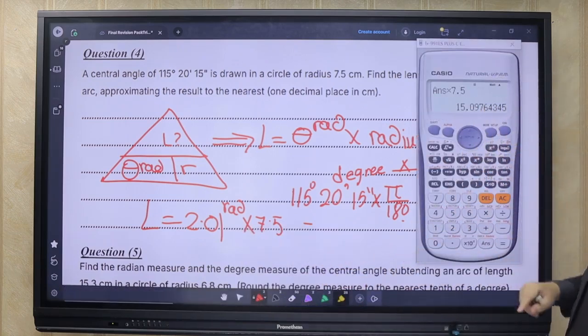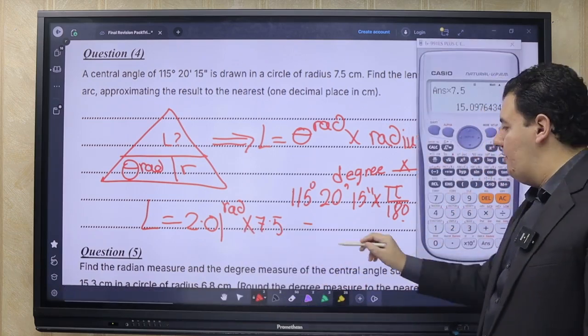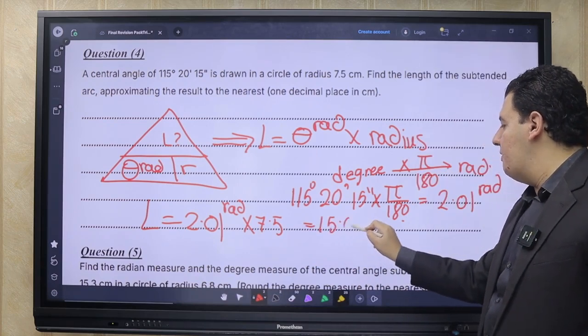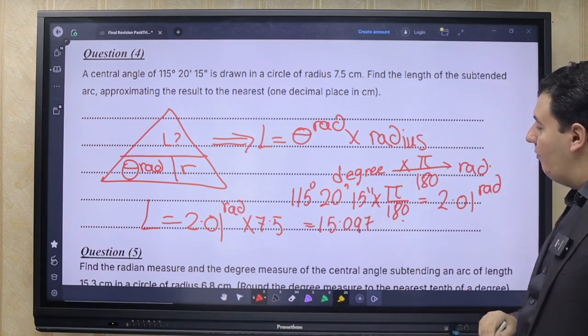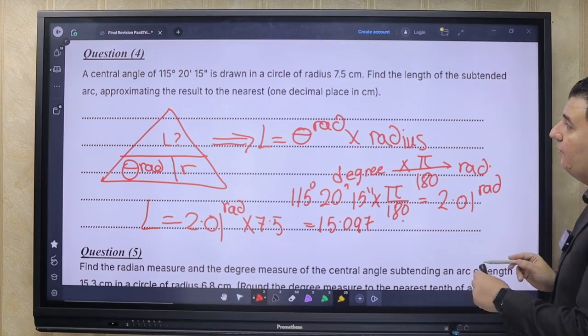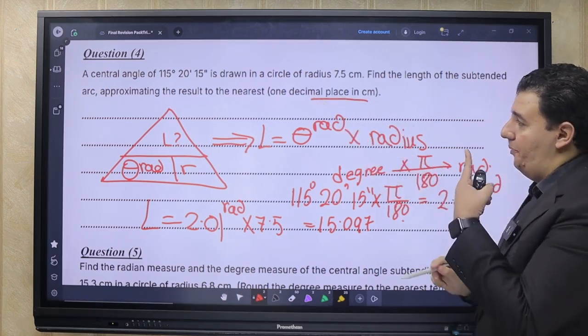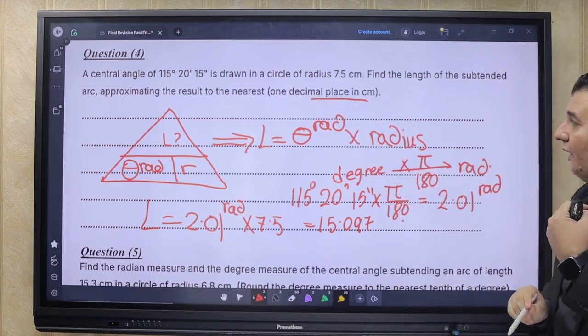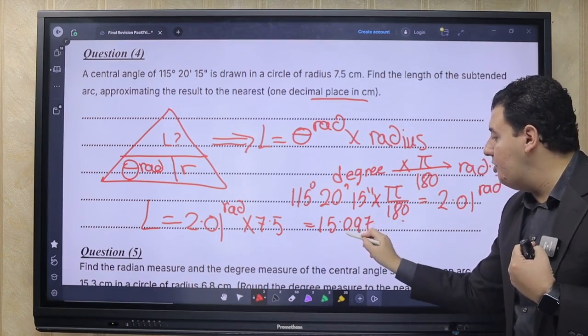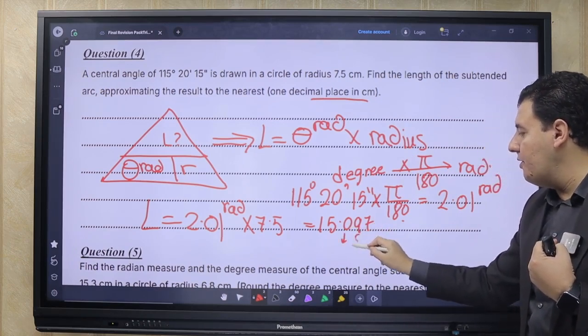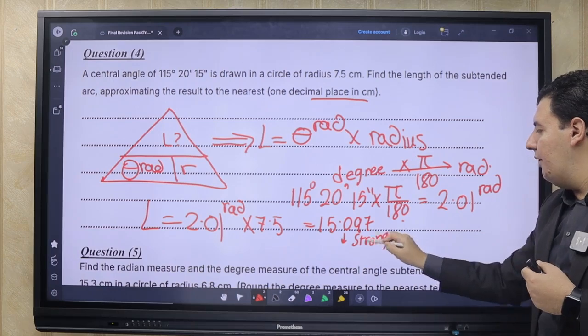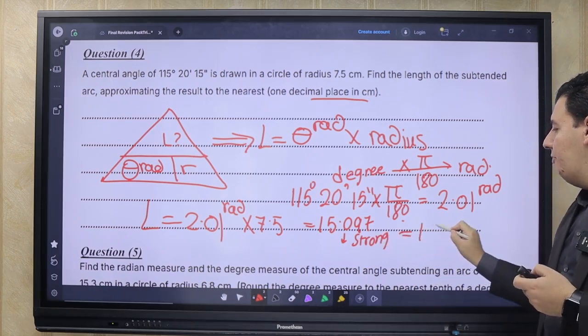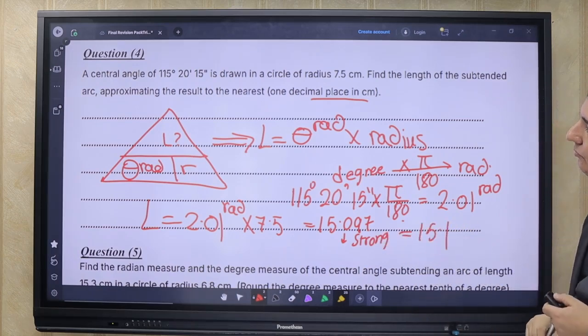15.097. One decimal place in centimeters. One decimal place means one digit after the decimal point, which is 0. So the 9 here is strong. We will add 1 to the 0, so it will be 15.1. Okay?